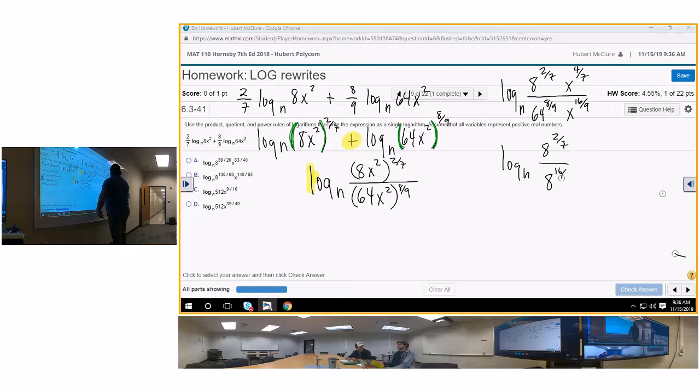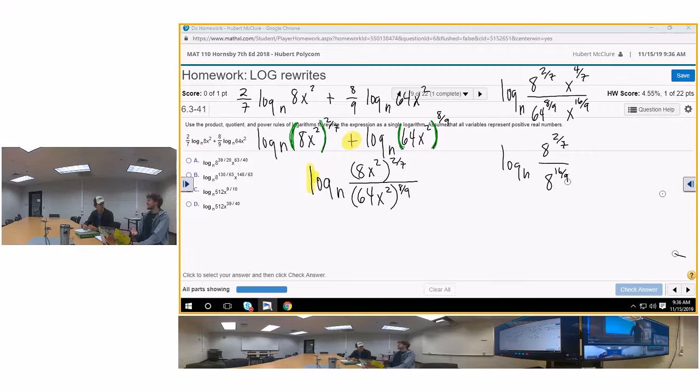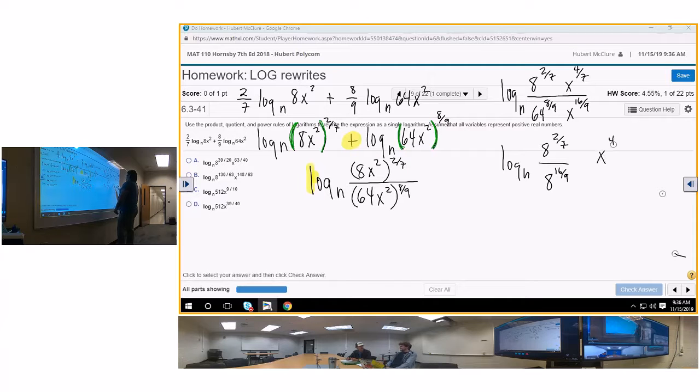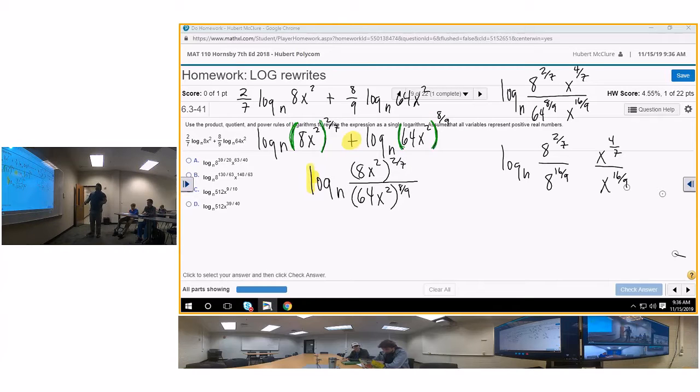16/9. And x to the 4/7 over x to the 16/9. Now, I'm not trying to do anything right now. I'm just trying to get to where I can maybe get a common denominator.